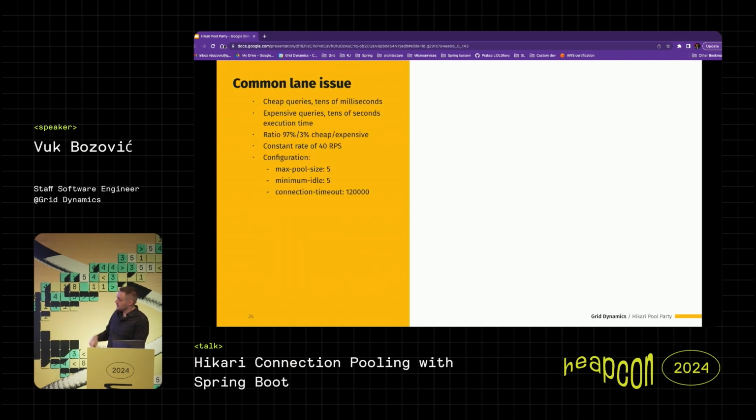Now, let's take a look at another example. So commonly, what we have in our applications is that some queries are extremely fast, some queries take forever to execute, for whichever reason that may be. But in my case here, my cheap queries, as I like to call them, are executing in the range of tens of milliseconds, while my expensive queries are executing in the range of tens of seconds. So it's orders of magnitude difference. And the ratio between these is 1,800 cheap queries to 50 expensive queries.